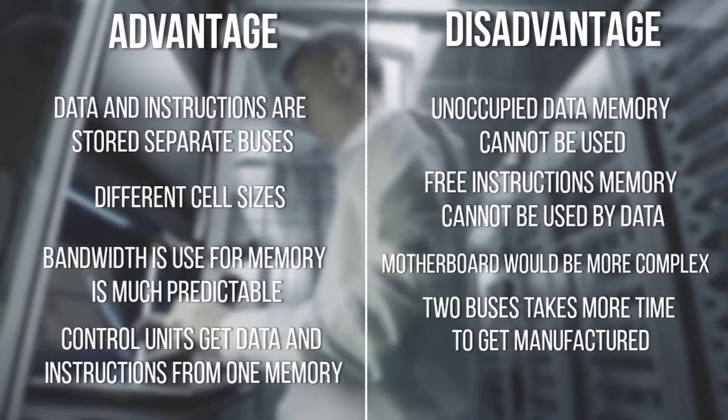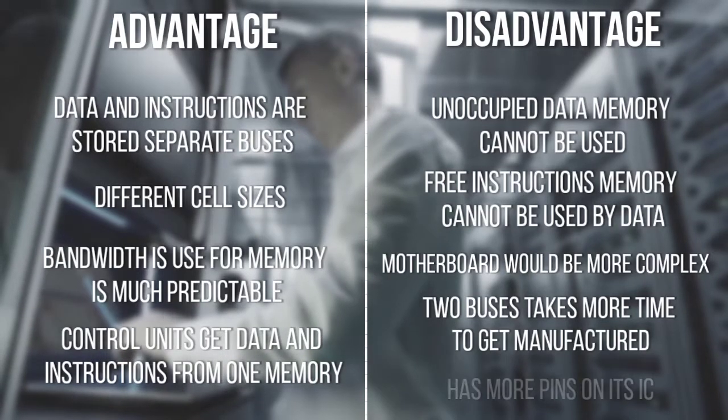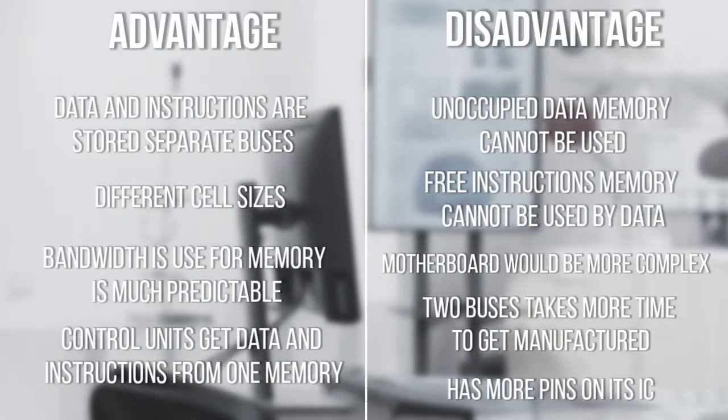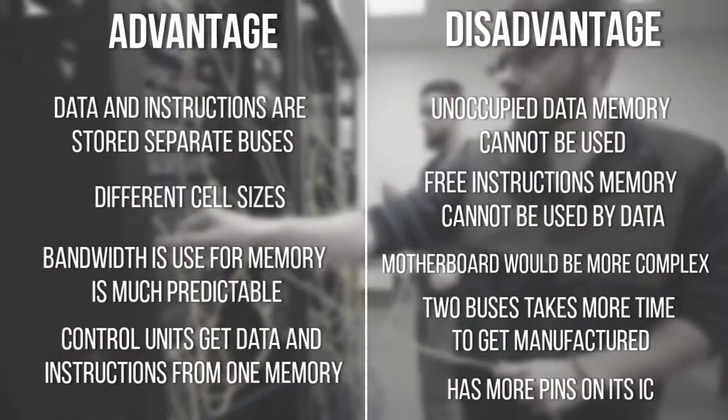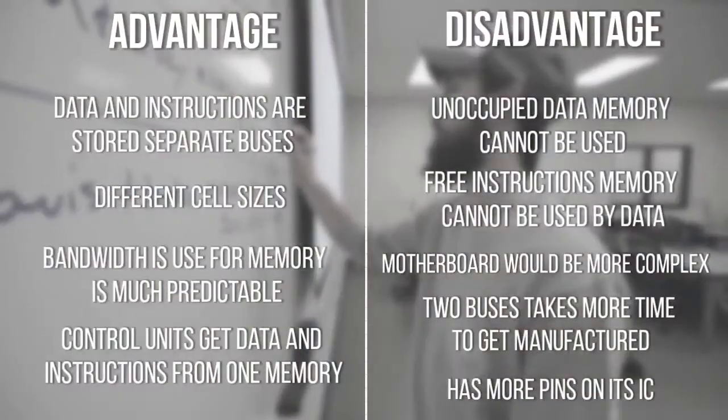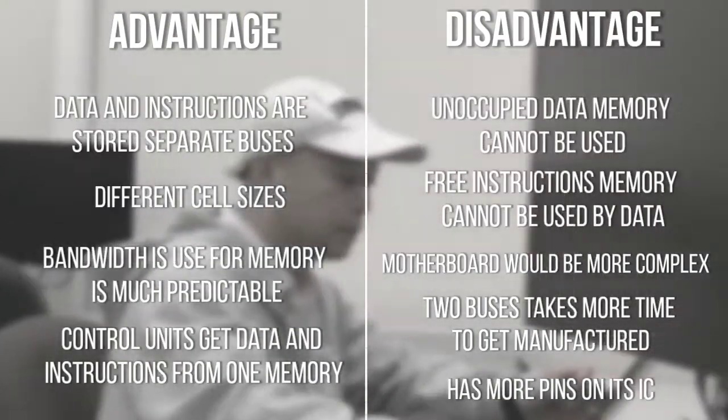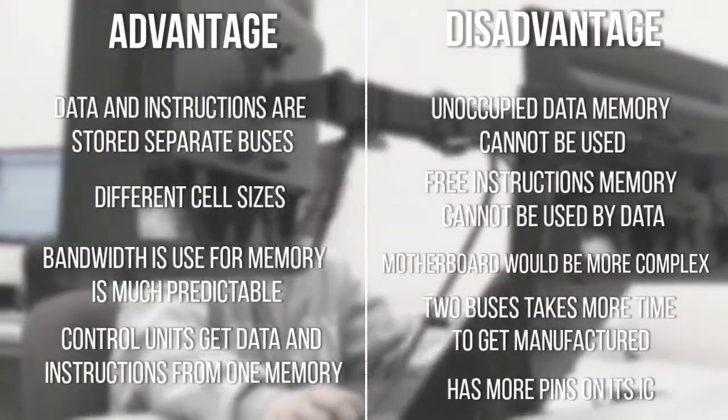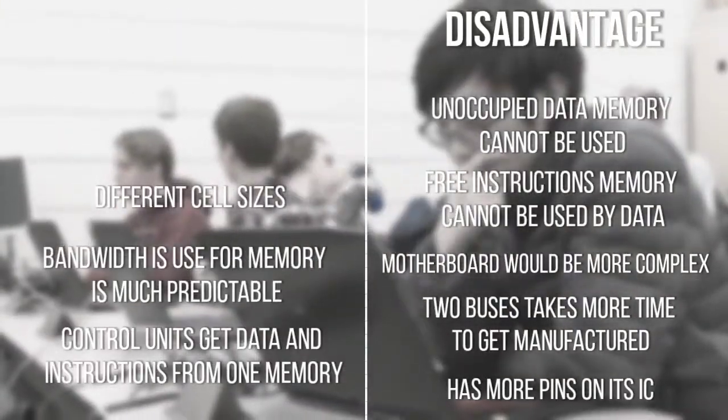the control unit. Harvard architecture has more pins on its IC, therefore it is more difficult to implement. It is not being used widely, so development of it would be on the backward edge.